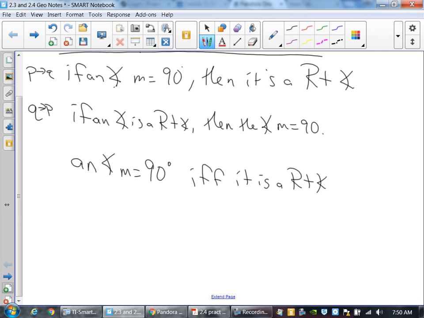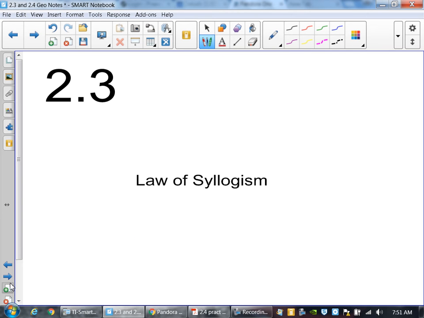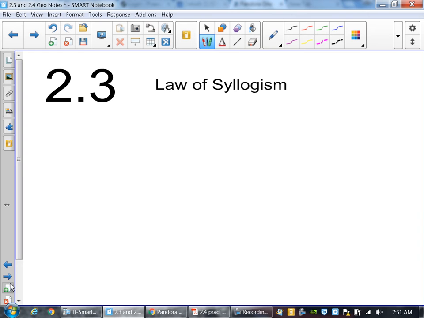Most definitions you'll see have if and only if. A triangle is a right triangle if and only if it has a right angle. The Pythagorean theorem: a squared plus b squared equals c squared if and only if the sum of the squares of the legs of the triangle equals the square of the hypotenuse. It's things like that. So, on to the next little definition. We call it the law of syllogism, otherwise known as the transitive property.